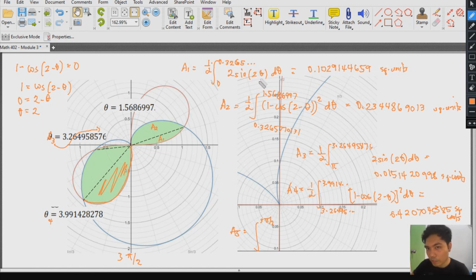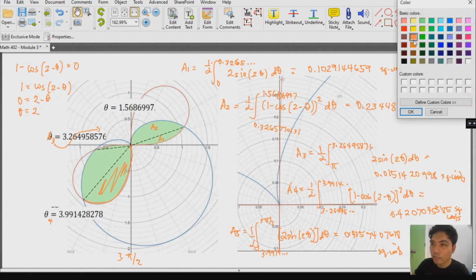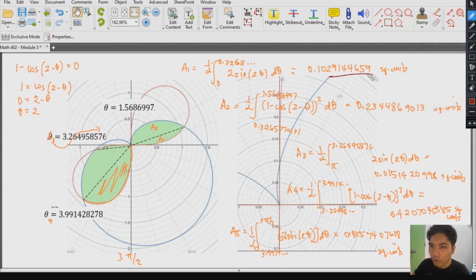And then, kasi pag sinubstitute yun, magzizero yan kasi sine 3 pi is equal to 0. So, that's 3.9914. Dito sa lower limit, then you just use yung ating 2 sine 2 theta for that. So, that's 2 and then sine 2 theta d theta. Okay? And this, may 1/2 pa to. So, this should give you the value that is equal to 0.435740718 square units.